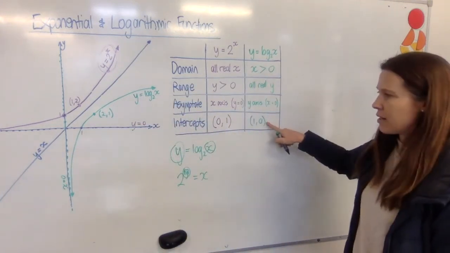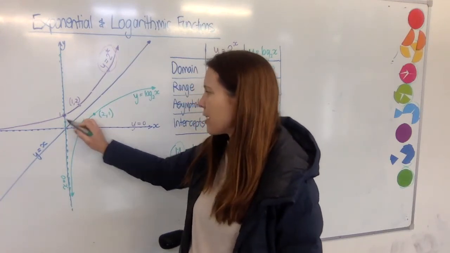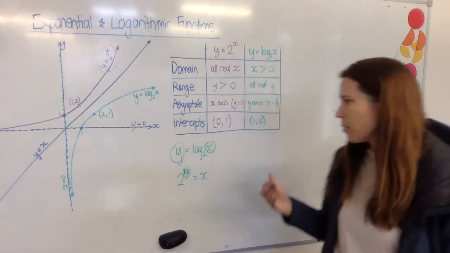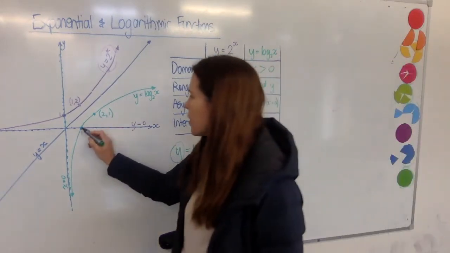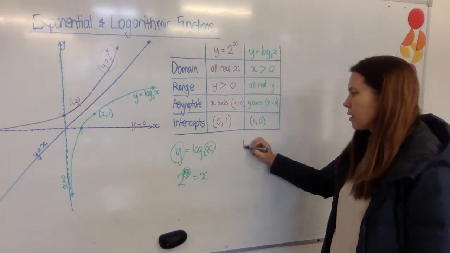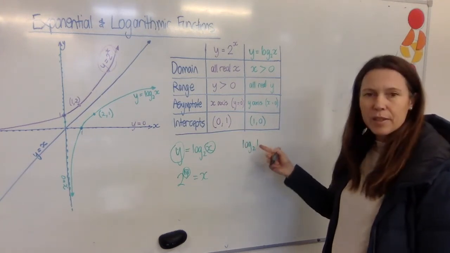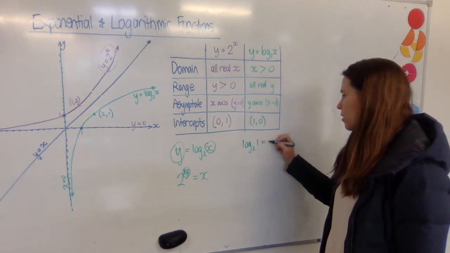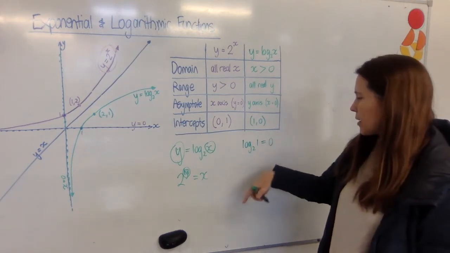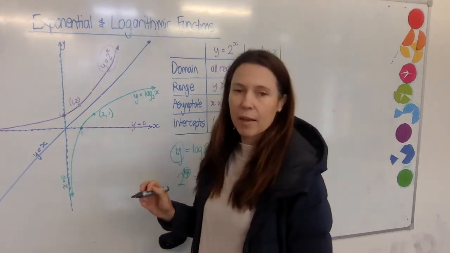And we have an intercept at (1, 0). Now you'll notice the symmetry there with the other intercept being (0, 1). Why do we get the intercept there? Well, if we sub in x equals 1 here, then we're going to get this: 2 to the power of something is 1. 2 to the power of 0 is 1. So when x equals 1, y equals 0, and we get that point.